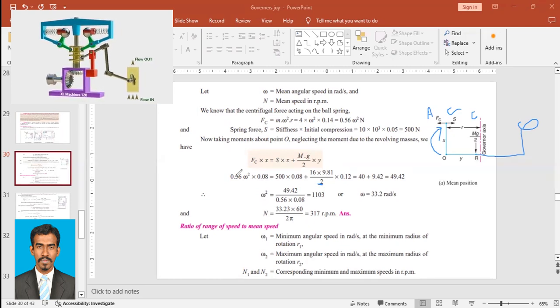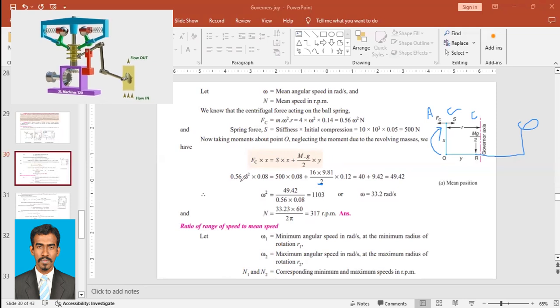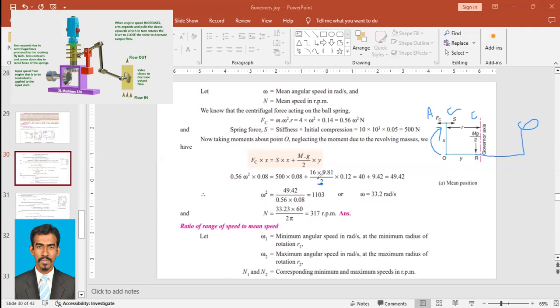So when you solve it, you will have 0.56 omega squared into 0.08 equal to 500 into 0.08 plus 16 into 9.81 by 2 into 0.12, which will be equal to 49.42. So omega squared is equal to 49.42 upon 0.56 into 0.08, which will give you 1103. So omega squared is equal to 1103. So omega is equal to 33.2 radian per second.